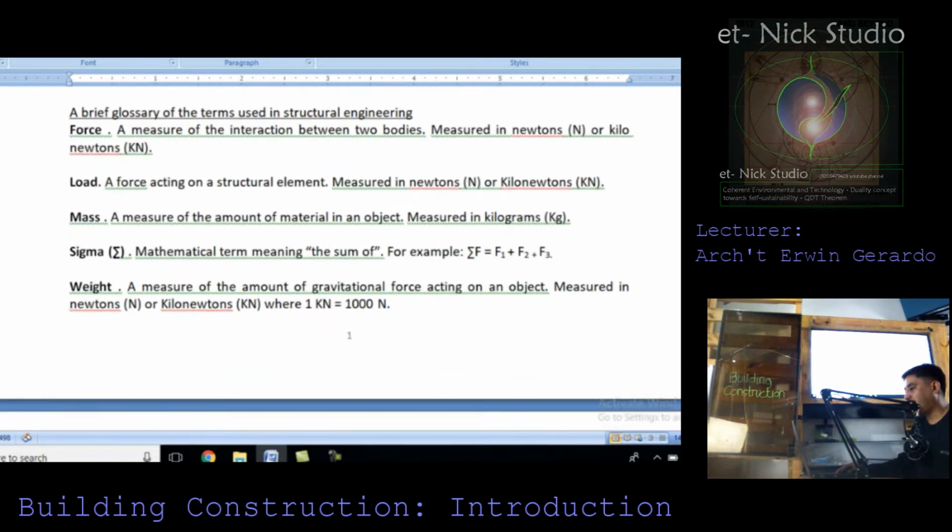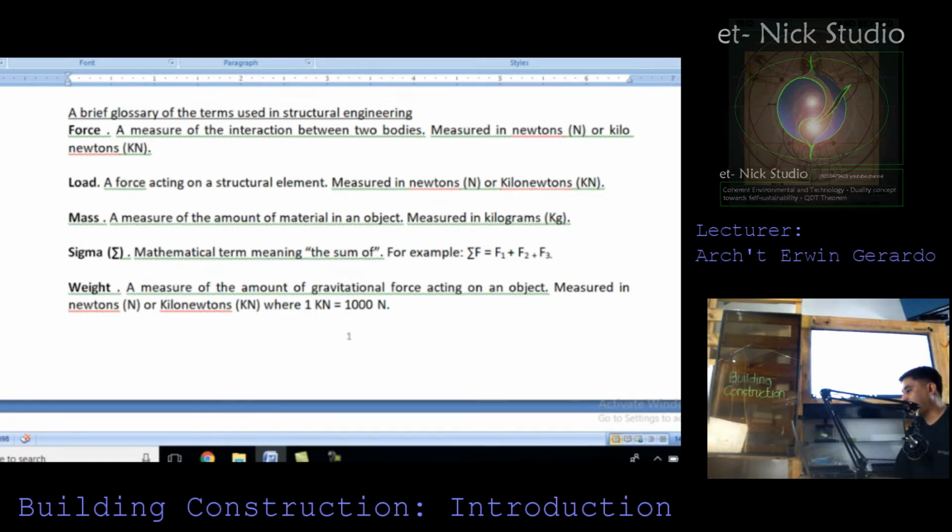So here is a brief glossary of the terms used in structural engineering. Force is a measure of the interaction between two bodies, measured in newtons or kilonewtons. Load is a force acting on a structural element, measured in newtons or kilonewtons. Mass is a measure of the amount of material in an object, measured in kilograms, or abbreviated as kg.